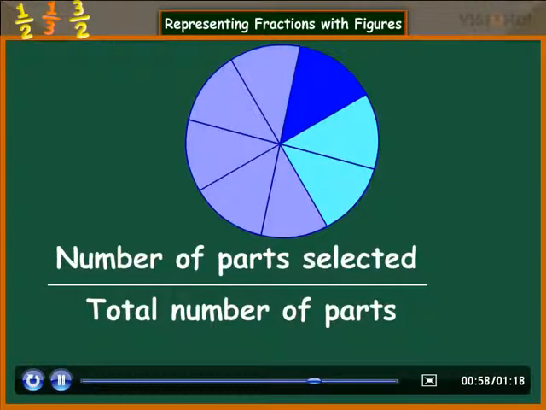Similarly, the fraction representing the white color is 2 upon 8 because for the white color, the selected part is 2. Similarly, for purple color, the selected part is 5. So, fraction representing purple color is 5 upon 8.